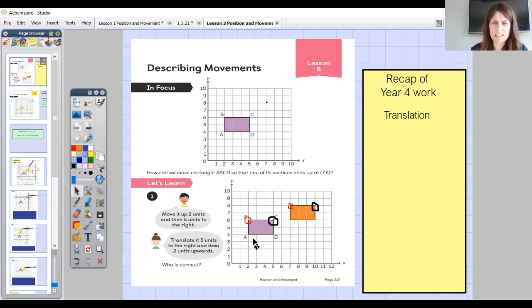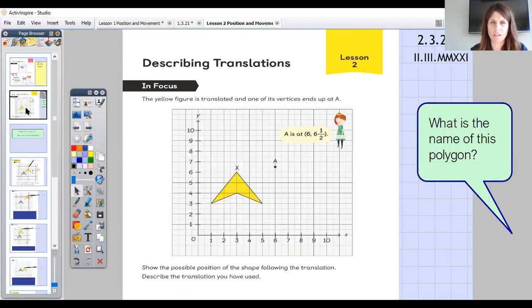So we have to do the same to all of our points. It's really important that we do the same number to the right or to the left and the same number up or down. So let's have a look at today's question. So this is your in focus task for your Year 5 work called Describing Translations. And we know that translations are all about moving shapes. So you've got another 10 by 10 grid here, but this time we're making it a bit harder.